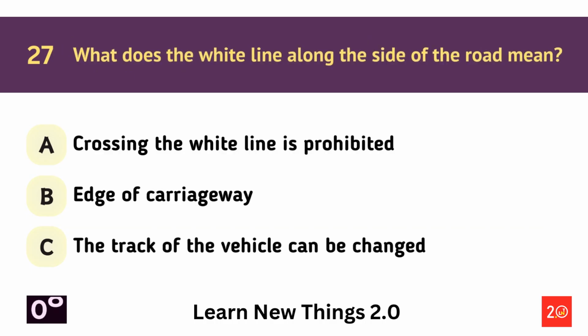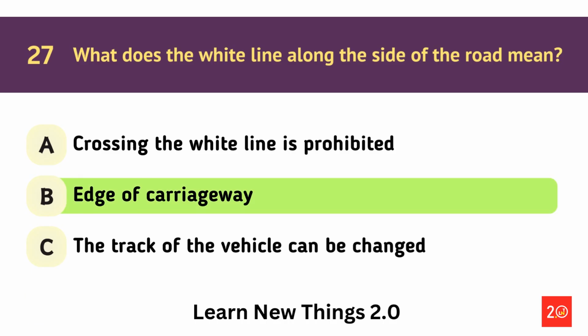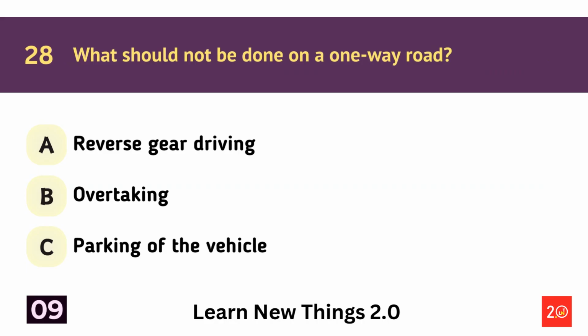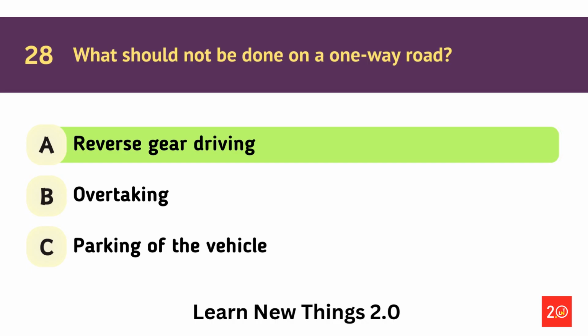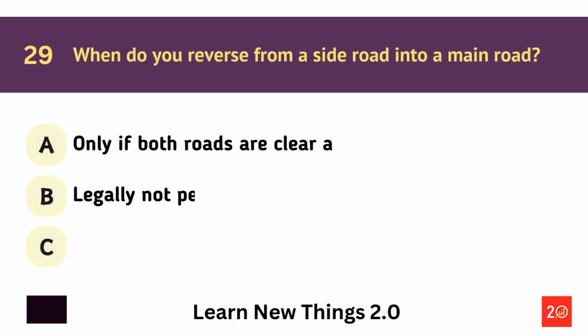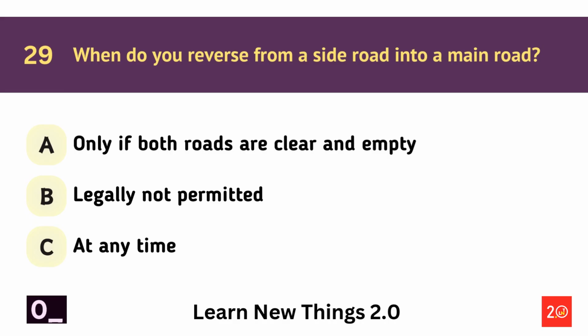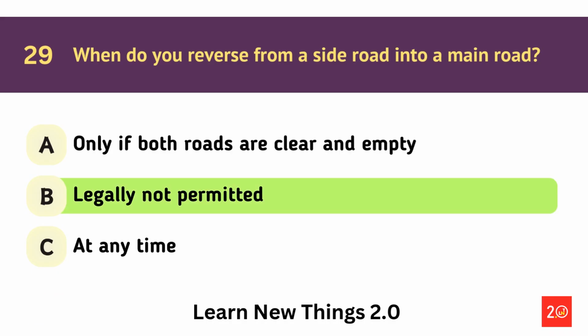What does the white line along the side of the road mean? Edge of carriageway. What should not be done on a one-way road? Reverse gear driving. When do you reverse from a side road into a main road? Legally not permitted.